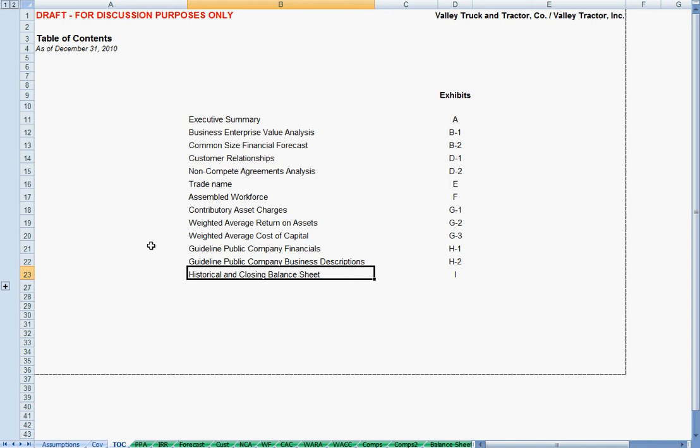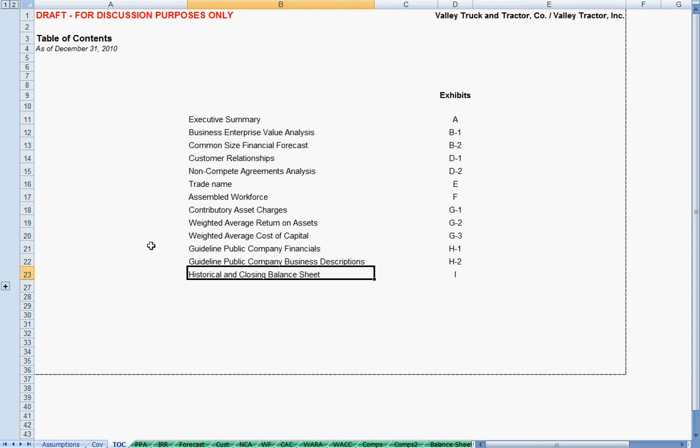We have to note here that all this analysis is done for the acquired entity. It's not done from the standpoint of the acquirer, and no analysis is done here of the acquirer. So this is all very specific to what was acquired.